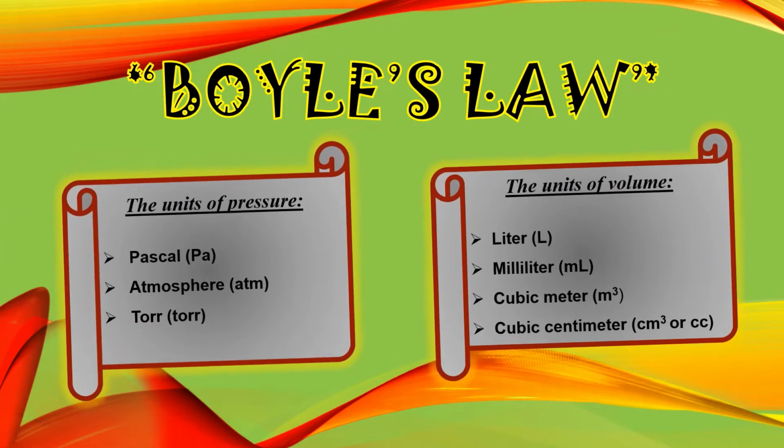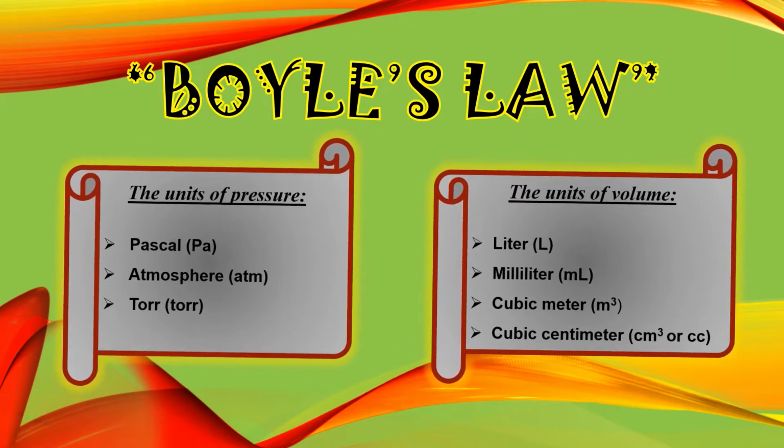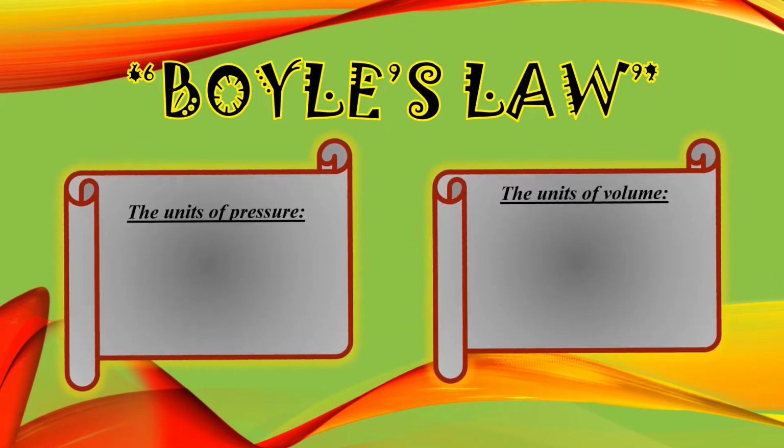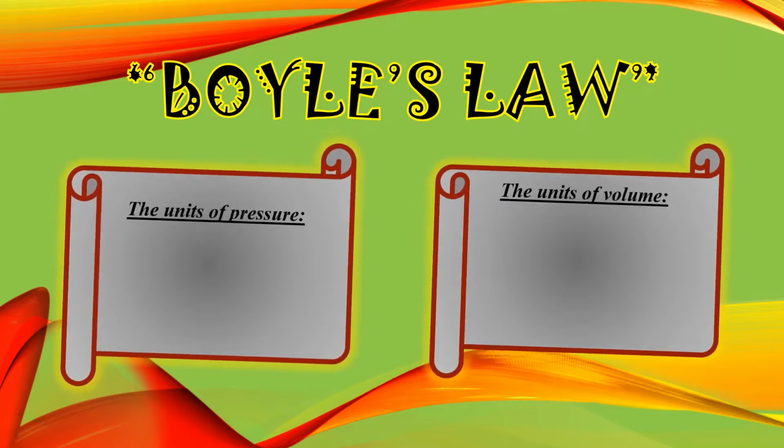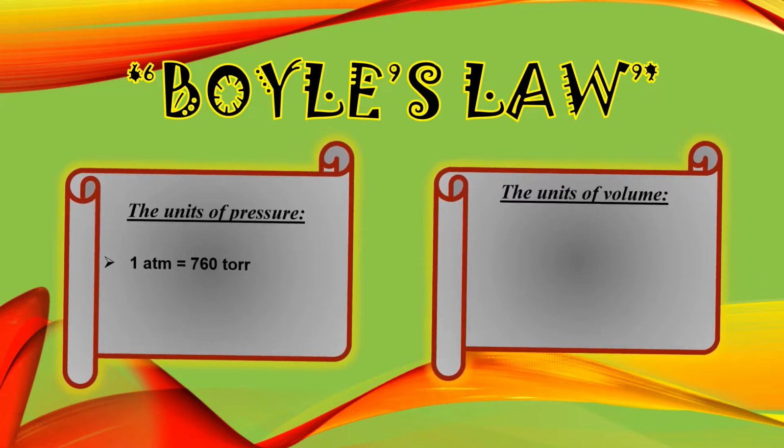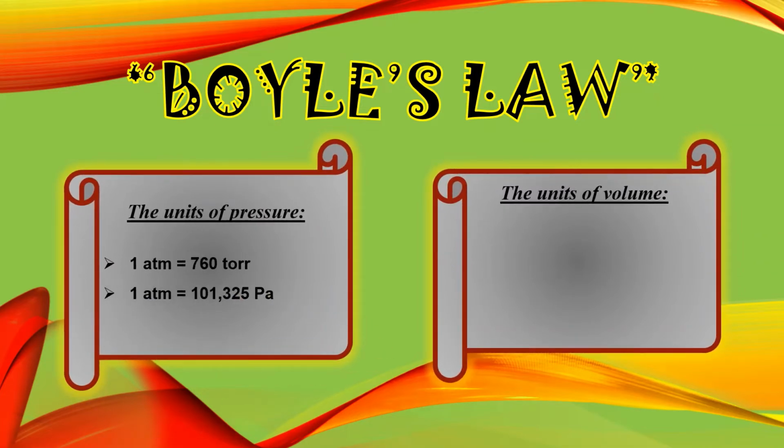Here are some units of pressure and volume. Here are some examples of the equivalence of units. For pressure, 1 atm is equal to 760 torr. 1 atm is equal to 101,325 Pa or Pascal. For volume, we have 1 liter equal to 1,000 ml. 1 cubic meter is equal to 1,000 liters. And 1 ml is equivalent to 1 cm cube or cc.